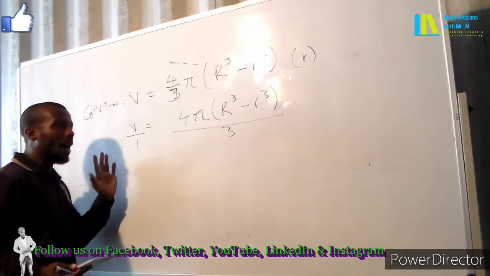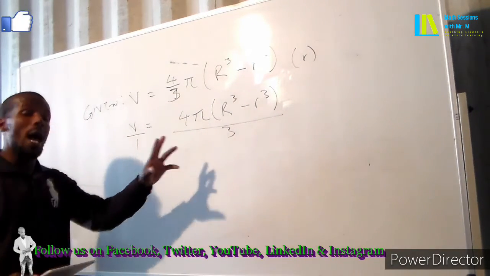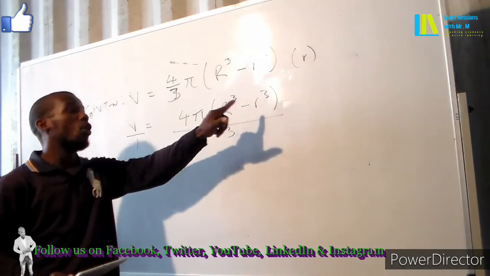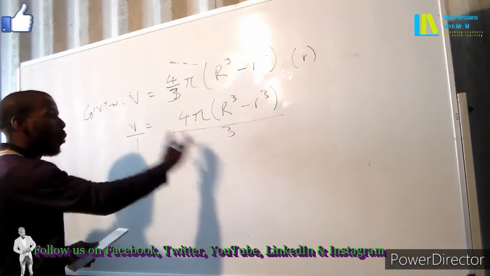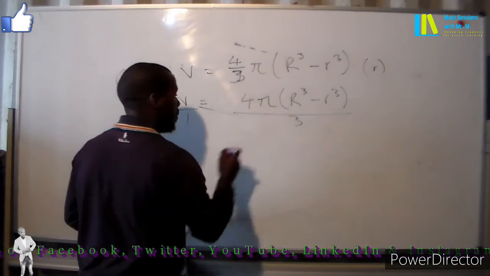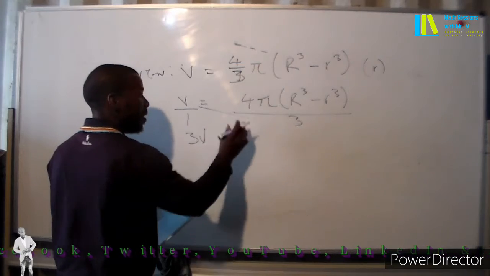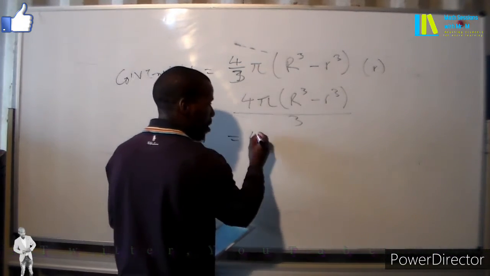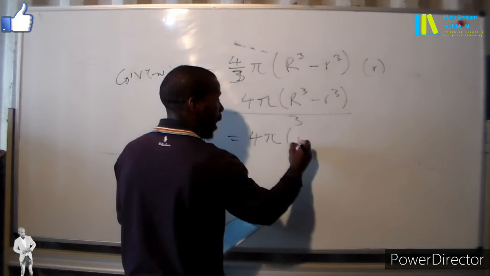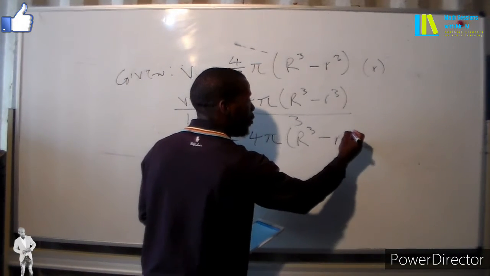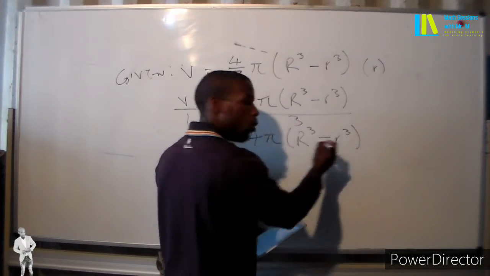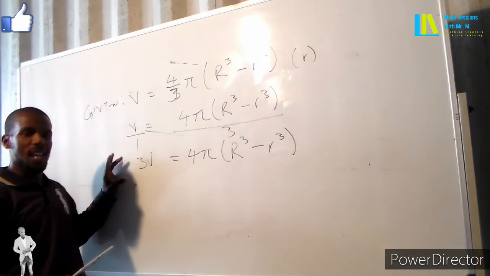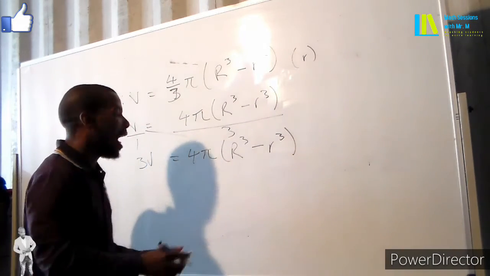Now we are going to apply cross multiplication so that we can go to finding our small r. We cross multiply 3 multiplied by V, we get 3V, and we are left on this side with 4 pi times R raised to the power of 3 minus small r raised to the power of 3. We close the bracket.